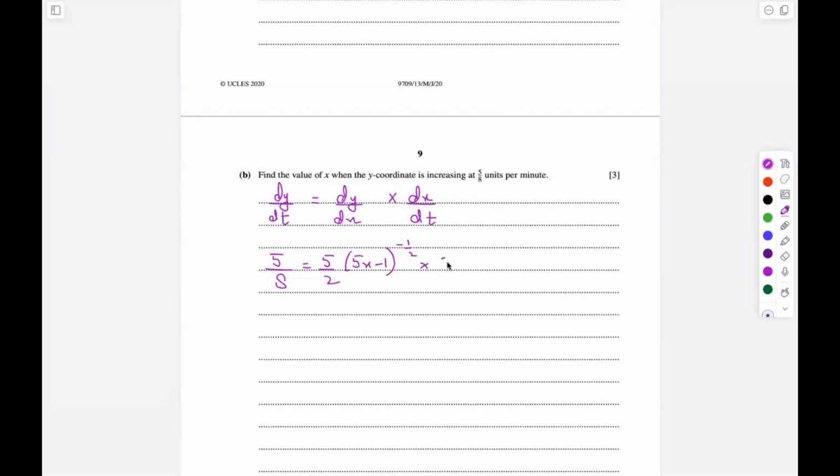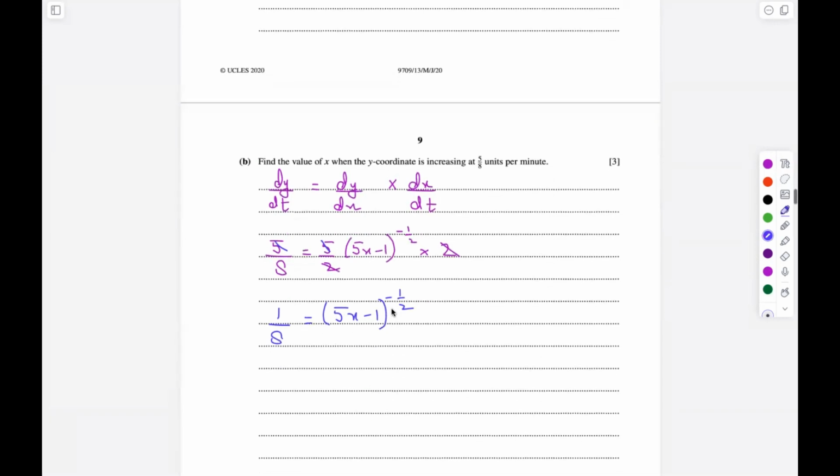multiplied by dx by dt, which is 2. So this 2 and this 2 will cancel out. This 5, when it divides over here, will cancel out with the 5 as well. So we'll have 1 upon 8, that will be equal to (5x minus 1) to the power minus half.